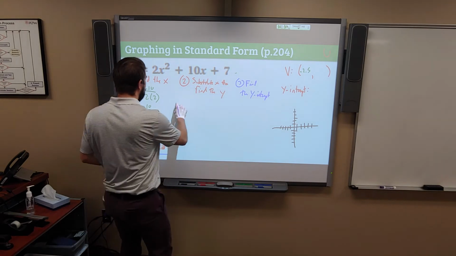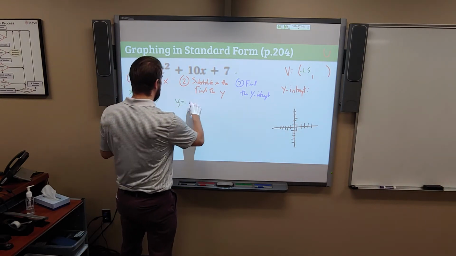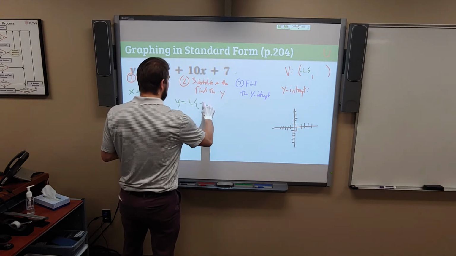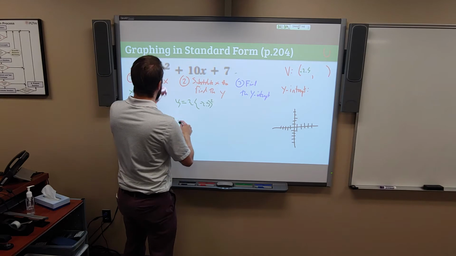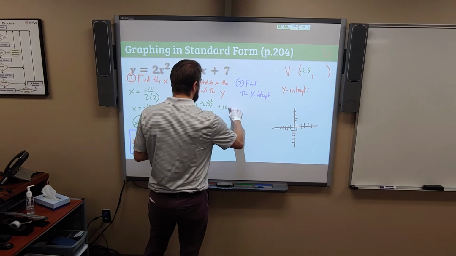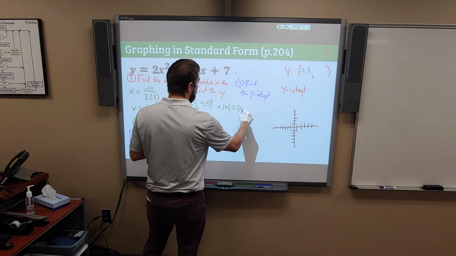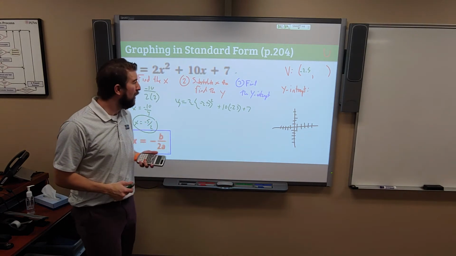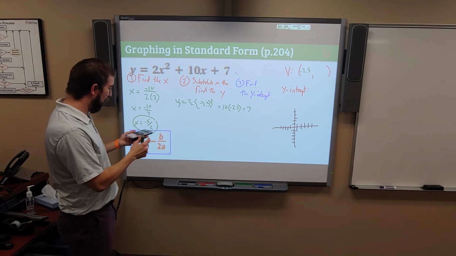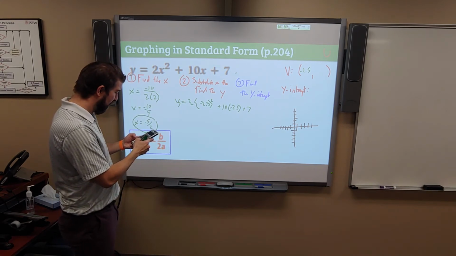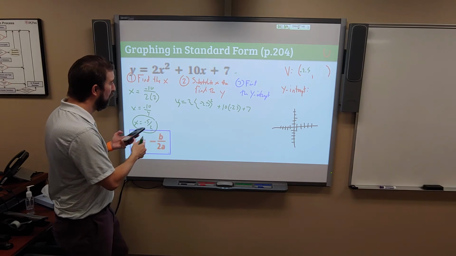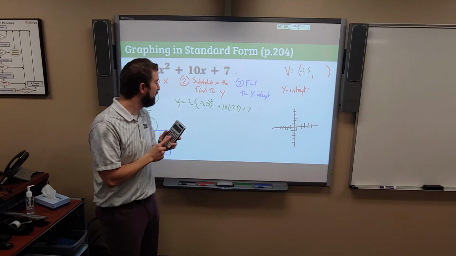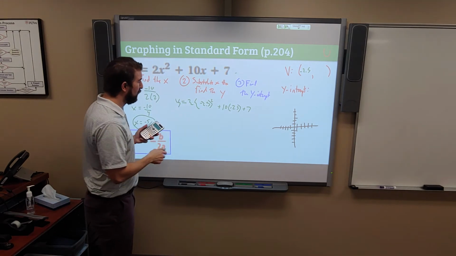So I'm going to rewrite this. y equals 2 times -2.5 squared plus 10 times -2.5 plus 7. Now you may need a calculator for some of this. So like for this, I may need a calculator, and depending on how good your calculator is, I did not grab one of the big fancy ones. You may have to kind of just do it bit by bit.